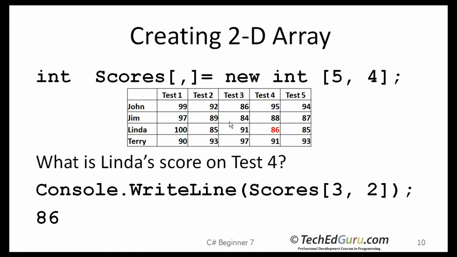Assuming that I already filled the array with the values, to print Linda's score on test number 4, this is the syntax I use. Scores. The first index is 3, which is referring to column number 4, test 4. The second index is 2, which is referring to the third student, Linda. And the output I get is 86.